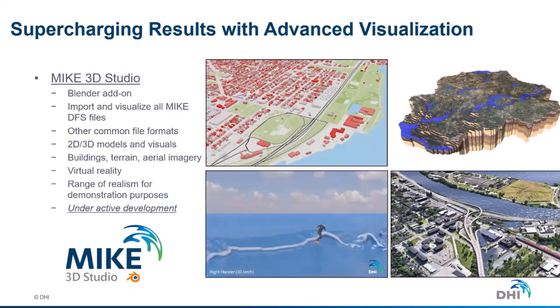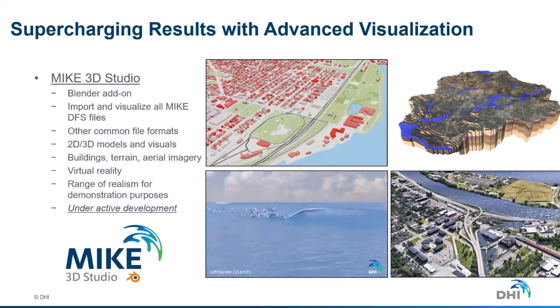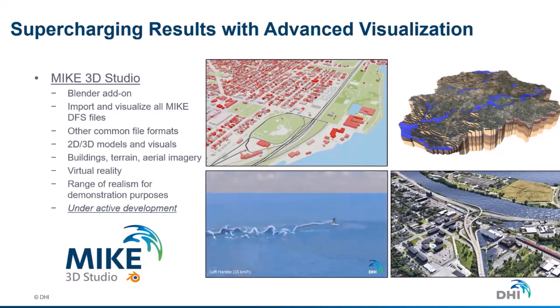And now we'd like to introduce Mike 3D Studio. This is an add-on for the software called Blender, which is used for creating high-quality 2D and 3D visualizations and animations. The add-on installs some DHI functionality into the software to allow you to import and interface with model data inside of Blender. This includes all the typical DFS and Mike file formats, and also a number of other common file formats like GIS, vector, and raster files, VTK, STL, OBJ, NetCDF, and grid files, and other common model output formats.